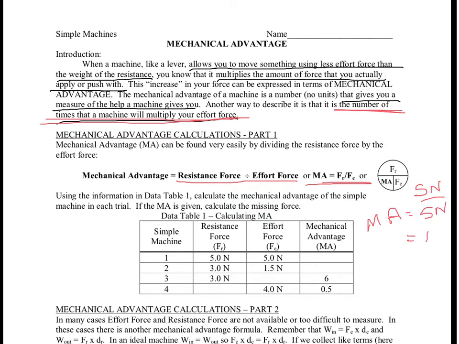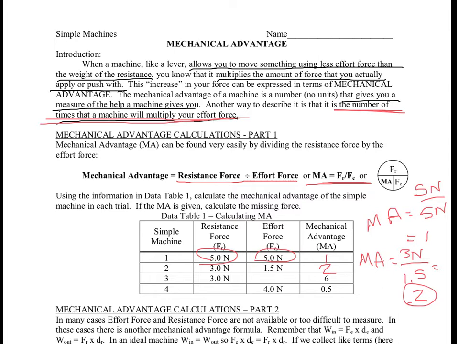That gives us a mechanical advantage of 1, meaning it didn't really help us multiply or make the work any easier. I'm having to put in the same amount of force as I'm getting out. All right, and number 2, let's say the resistance force is 3 newtons, but the effort force is 1.5. So I have a resistance of 3 and an effort of 1.5. When I take 3 and divide it by 1.5, that gives me 2, meaning that the machine made it twice as easy to do that work.